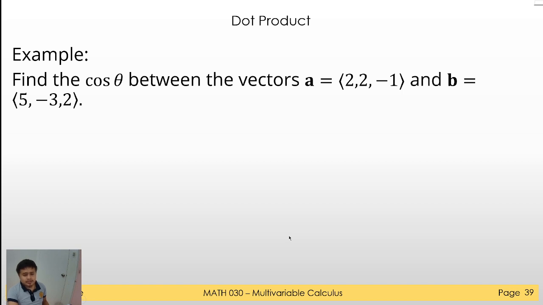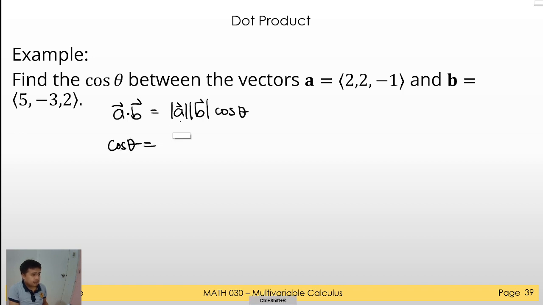Okay, another example here. Find the cosine theta between the vectors A and B. So how do we do this? We have the two vectors given, and we want to find the cosine theta. Again, we have the vectors A dot B is equal to the length of A, length of B, cosine theta. So to find cosine theta, we have A dot B over the length of A, length of B.